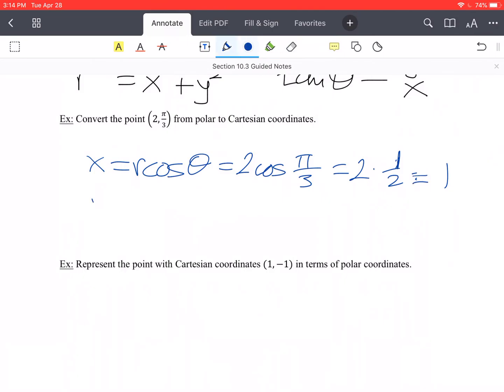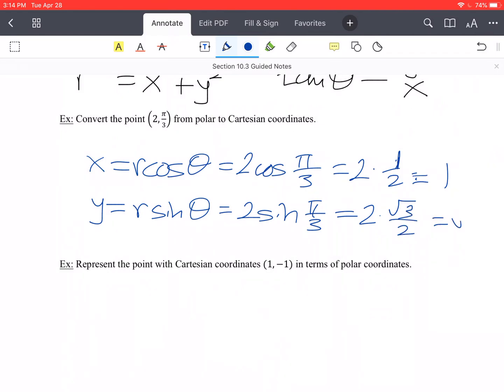Okay. And y is r sine theta, which is 2 sine of pi over 3. And sine of pi over 3 is the other one. It's root 3 over 2. So that's 2 times root 3 over 2, which is just root 3. So the point in polar coordinates, 2 comma pi over 3, corresponds to the point in rectangular coordinates, 1 comma root 3.